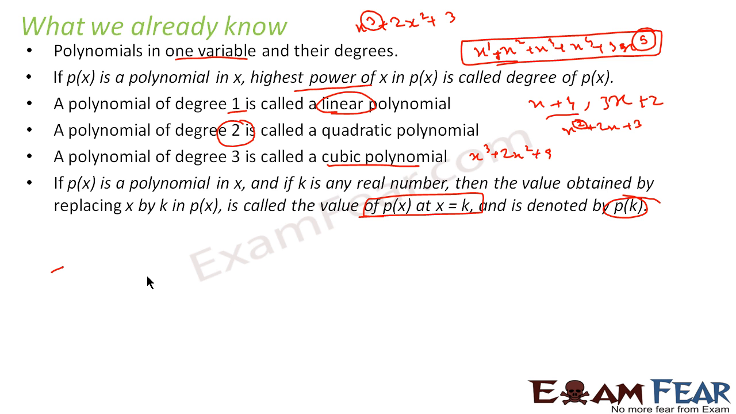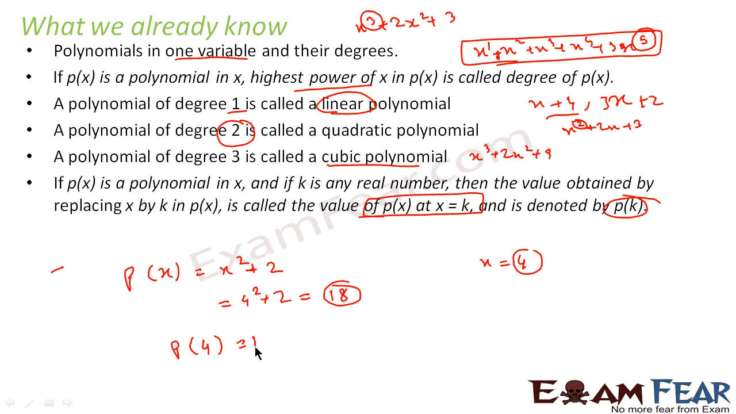For example, we have p(x) is nothing but x square plus 2. What is the degree of this polynomial? 2. That means it is a quadratic polynomial. Now, let's suppose k is equal to 4, so x is equal to 4. Then the value of this function, if you replace x by 4, is 4 square plus 2, that comes out to be 16 plus 2, that is 18. So this is nothing but p of 4. P of 4 is nothing but 18.